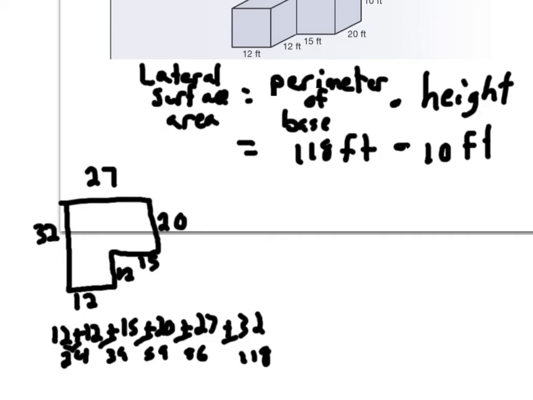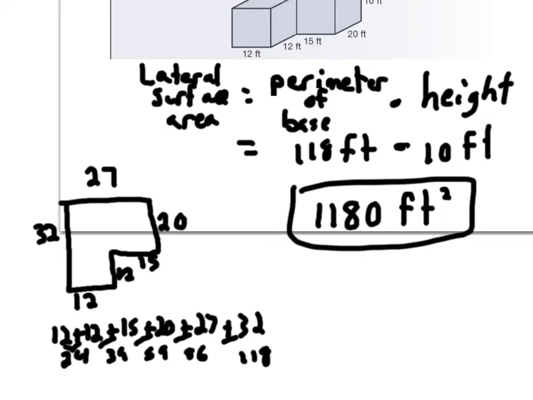And we're going to multiply that by our height of 10 feet, which is 1,180 feet squared. Okay, for the lateral surface area of that. Again, another way to find lateral surface area is take the perimeter of the base, all these sides added up, and multiply it by the height. And let's do one last example.